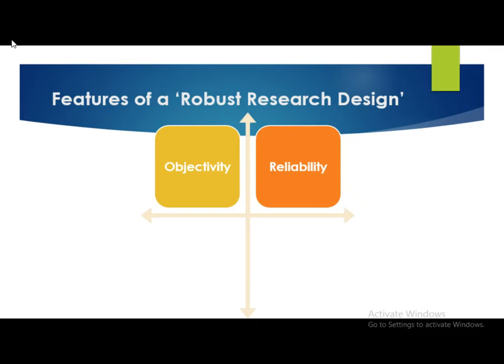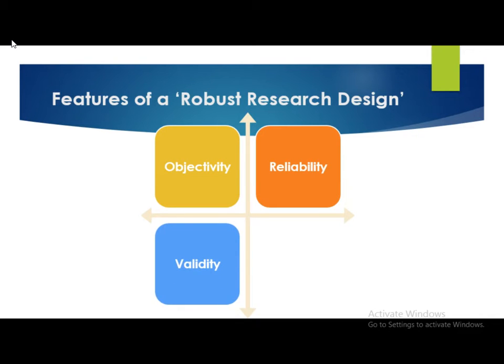Then the second feature is reliability. If similar research is carried out again in a similar setting, it must give similar types of results. So the researcher must frame the research questions to make it reliable and provide similar types of outcomes. So this is the second feature of robust research design.